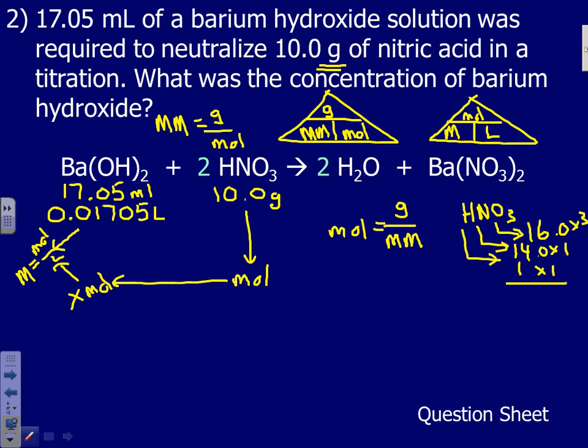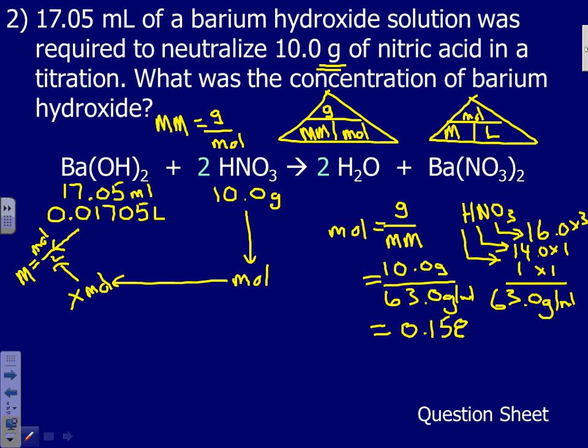I don't think. What do we have? Tell me a number. 63. 63.0 grams per mole. Okay, again, that's where the unit comes from. So now we can find the moles. I have 10 grams divided by 63.0 grams per mole. And so how many moles of that do we have? 0.158 is good. Moles.